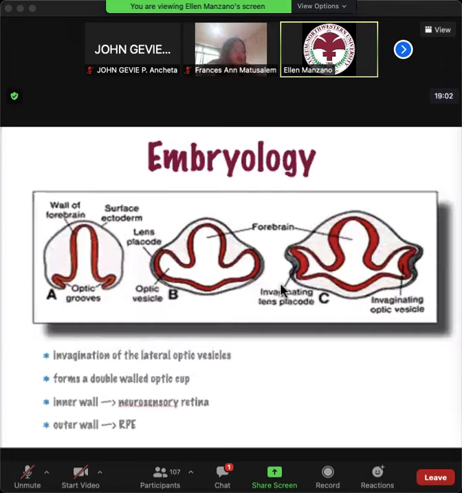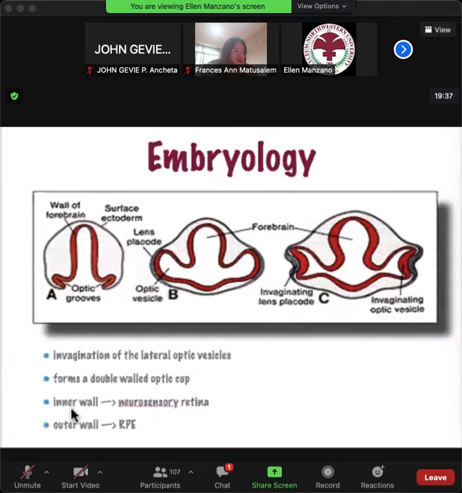As a double-walled optic cup now forms, so this is the double-walled optic cup that has the inner wall and the outer wall. So this will become the inner wall and the outer wall, alongside the invagination of the optic vesicle. As the optic vesicle approaches the outer wall of the embryo, a focal thickening of cells happens and the lens develops in the surface ectoderm, forming the lens vesicle.